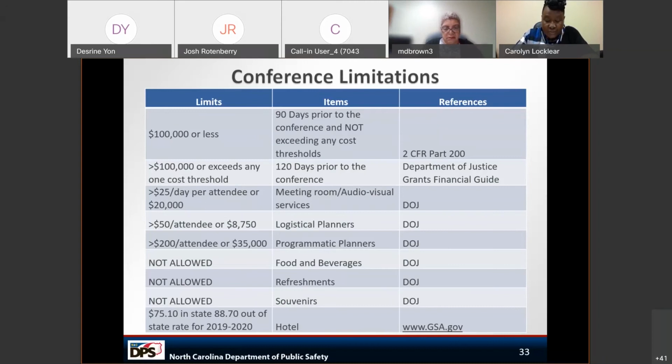State hotel rates are $75.10 for in-state, and out-of-state is $88.70. That was for 2019 and 2020. You can always go on the gsa.gov website and find out what the state rates are currently for 2020, 2021. And if you need to exceed the state rate, you will have to get that approved by your agency's travel policy.